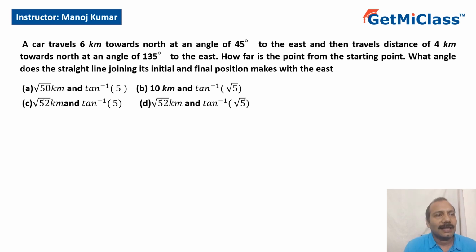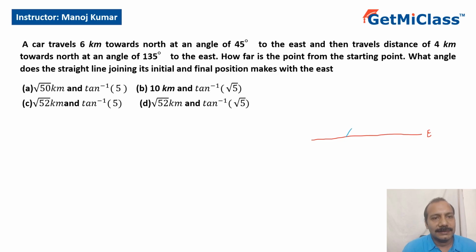The question says a car travels 6 kilometers towards north at an angle of 45 degrees. So let's represent each of the parts separately because the question looks a little long. So we have something like this. Let's say this is east. Now it is traveling 45 degrees north of east. I'll represent it with blue color.